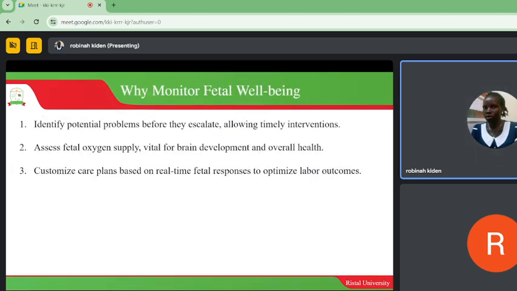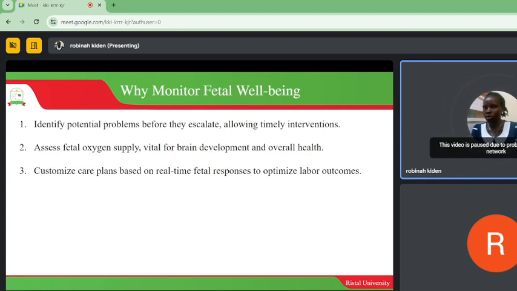So, why should we monitor fetal well-being? We monitor fetal well-being so that we can identify potential problems before they escalate, before they become worse. And this can allow us to timely intervene to make sure that we save the life of the baby and of the mother.